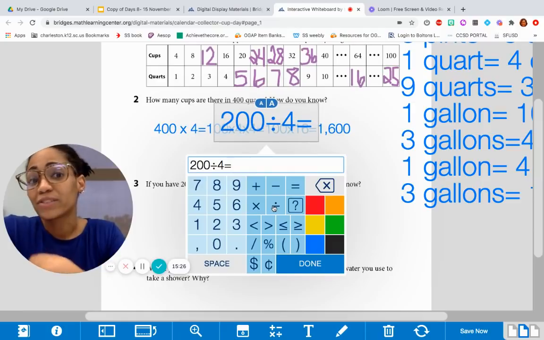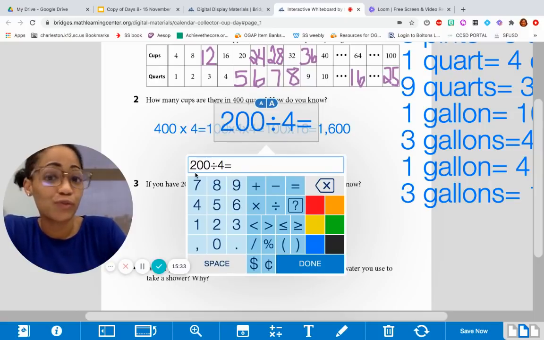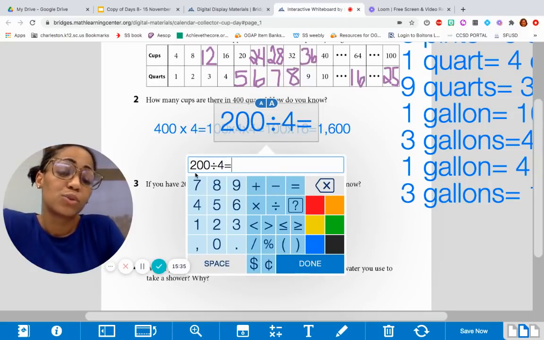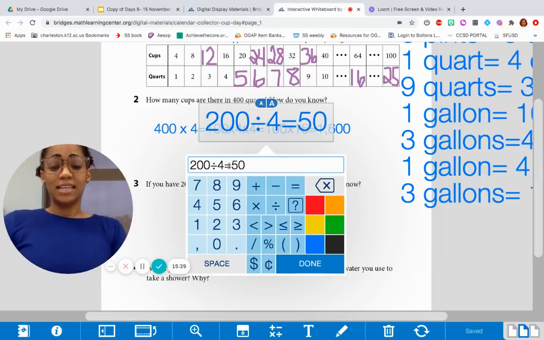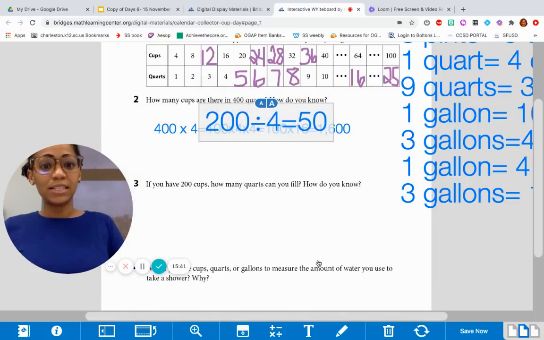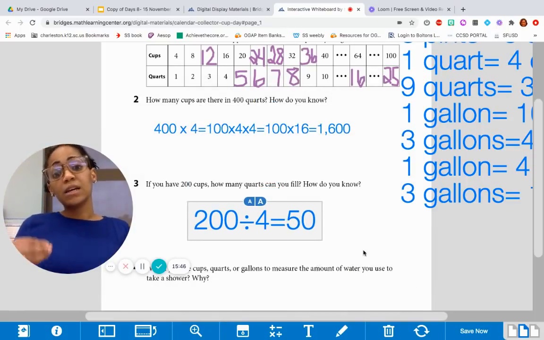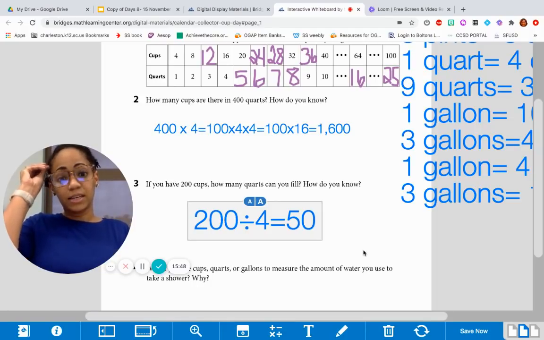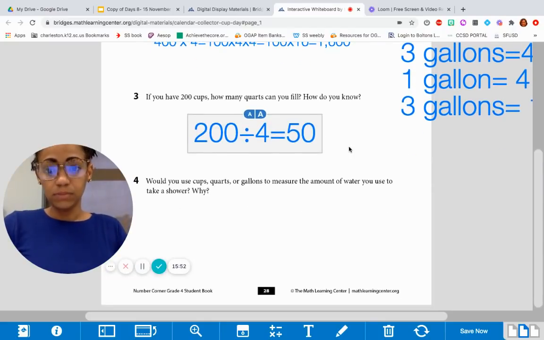Could also think about it as 4 times something is 200. And maybe you look at the 20 in 200, you know, 4 times 5 is 20. So maybe 4 times 50 is 200. And indeed, the answer is 50. You can fill 50 quarts. Okay? It's 50 times 4. It's going to give you 200. Let's look at number 4.